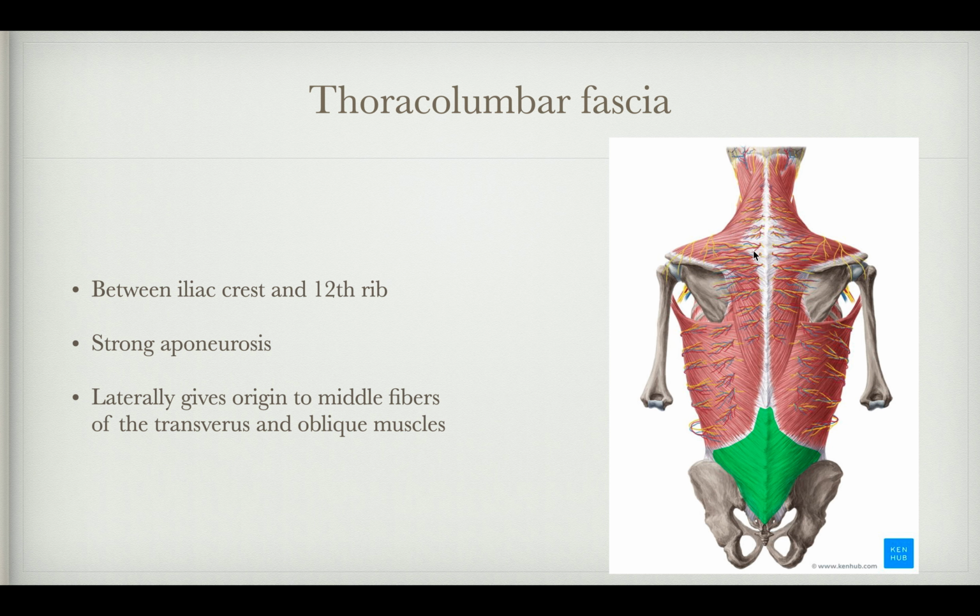The largest fascia that we have in the back is the thoracolumbar fascia, and it lies right here between the iliac crest and the 12th rib. Laterally, it gives origin to the middle fibers of the transversus abdominis and oblique muscles.